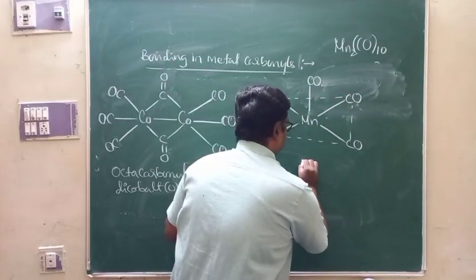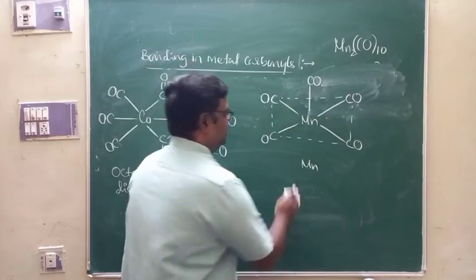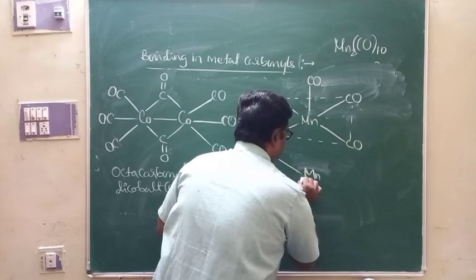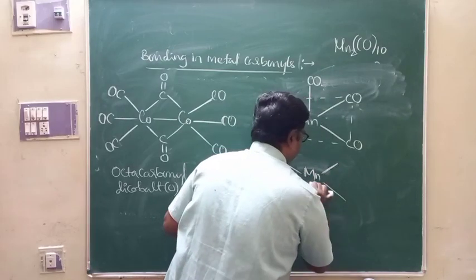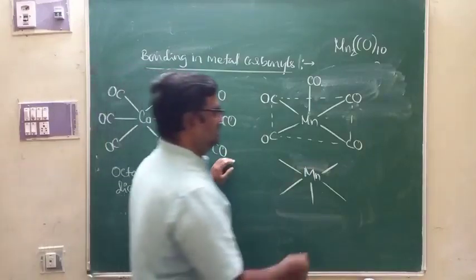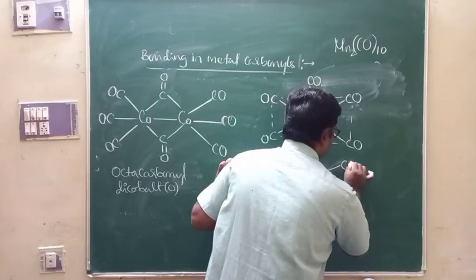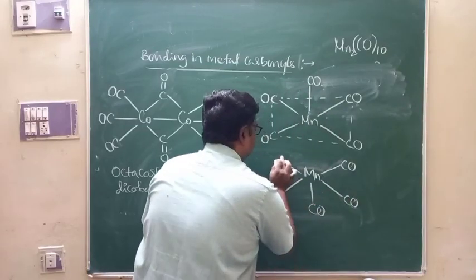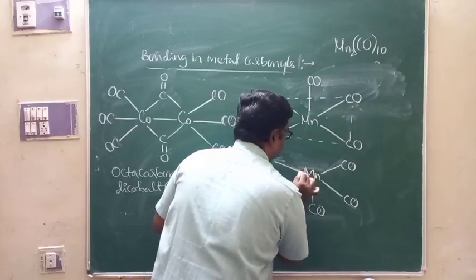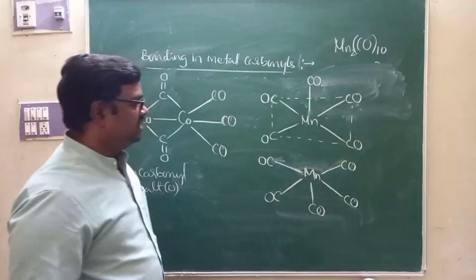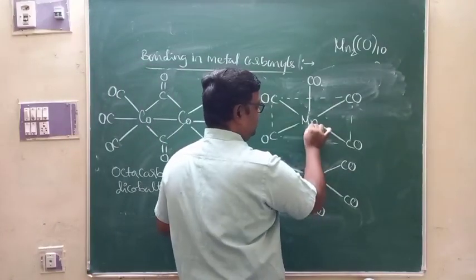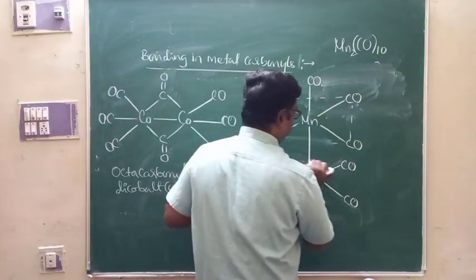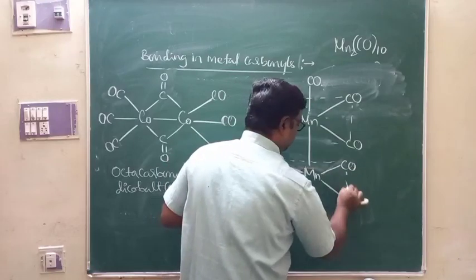And below that you write one more square pyramid, that is Mn with CO, and this is CO, and this is CO, and this is CO, and of course one more. This is one more square pyramid. These two square pyramids are linked through Mn to Mn single bond. You can find here 2 square pyramids.